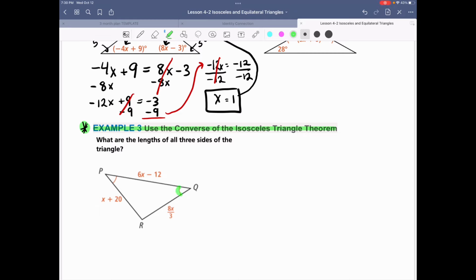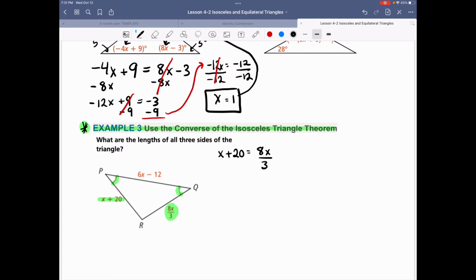They tell us that this angle is equal to that angle. And if that is true, then this side is equal to this side. To figure out what the side equals, we can make an equation. And that equation will be x plus 20 is equal to 8x over 3 because the 2 sides are equal.